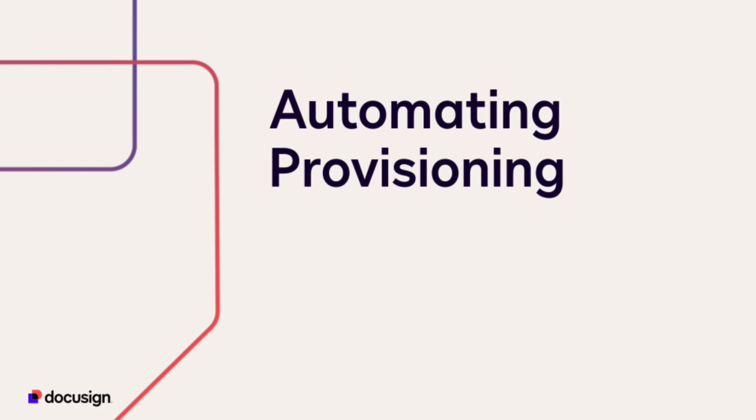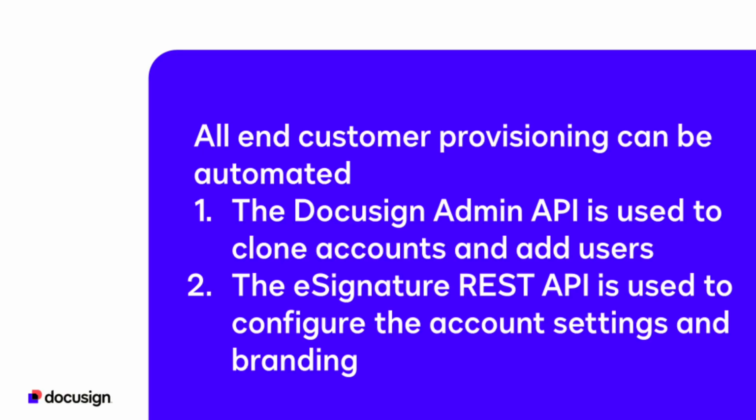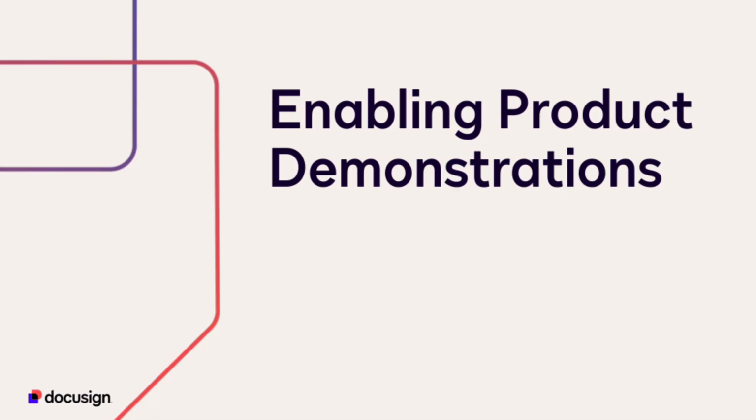Automating provisioning. You can fully automate the Docusign provisioning process that we've just described and include it within your application's own provisioning in user management systems. To clone a new account for the end customer, use the Admin API. Use the eSignature REST API to update the account settings to fit your application's needs. The Admin API is also used to create the end customer's users as new users within the eSign account.